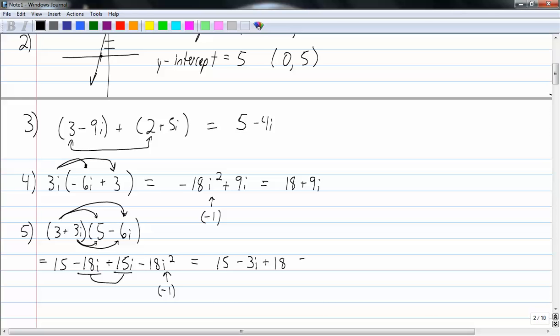Alright, so I don't want to leave my answer like that because I want to write the real number first. So I have a positive 15 plus 18. And so that's going to be 33. And then my imaginary part is negative 3i. Alright, so the answer for number 5 is B.